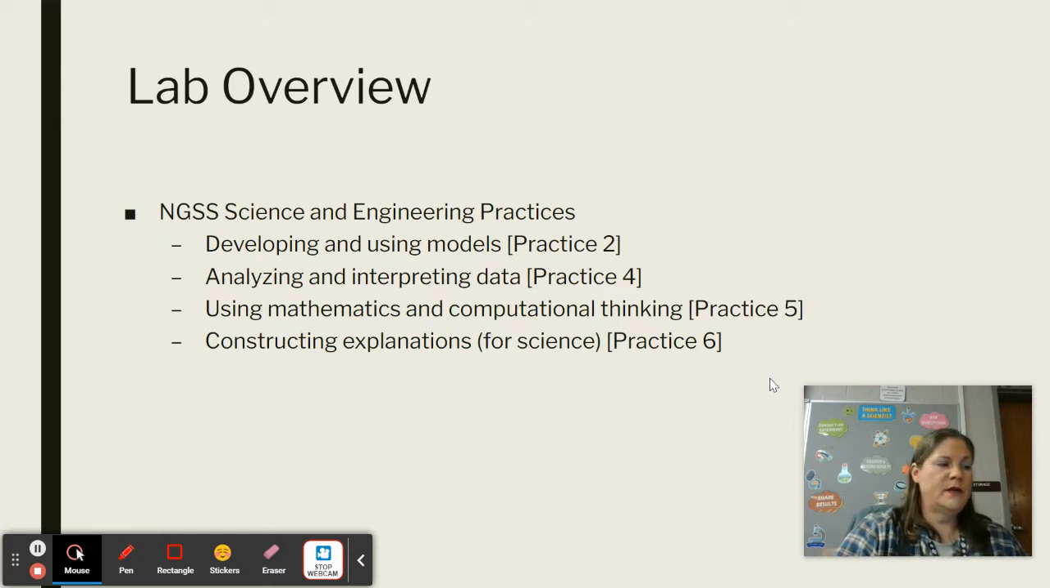So, the engineering practices for the Next Generation Science Standards, which are our TEKS standards: we are developing and using models. We are analyzing and interpreting data. We are using mathematics and computational thinking, and we are constructing explanations for science.